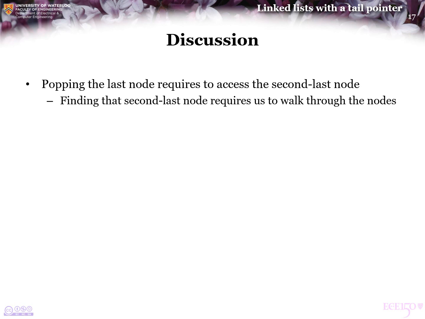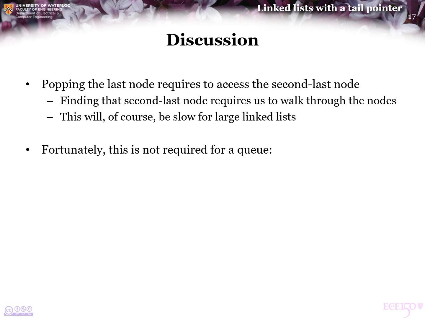Now, popping the last node requires us to access that second last node. Finding the second last node required us to walk through all of the nodes in the linked list. Now, for very large node lists, that could actually be a very expensive operation because we have to step through the entire linked list. Fortunately, this is not required if you are using a linked list for a queue. And in fact, a lot, if not all operating systems, make significant use of such queues throughout the services provided by the operating system. Why is this?